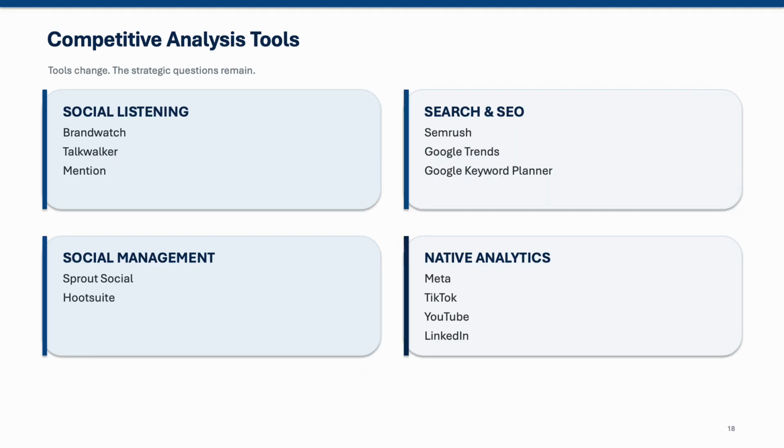Let's talk tools. There are many tools available to support competitive analysis, and these will continue to change. For social listening, you may encounter tools such as BrandWatch, TalkWalker, and Mention. For search and SEO research, tools such as SEMrush, Google Trends, and Google Keyword Planner can be useful. Platforms such as Sprout Social and Hootsuite also offer social media management and competitive benchmarking capabilities. And don't overlook the native analytics available through platforms such as Meta, TikTok, YouTube, and LinkedIn.